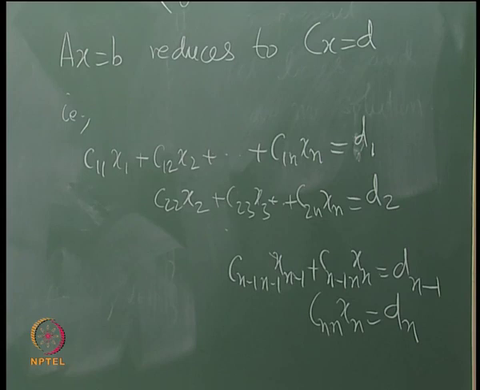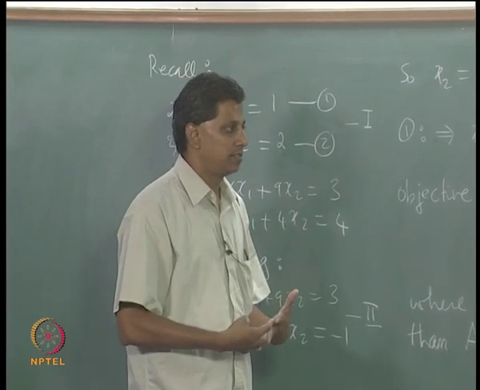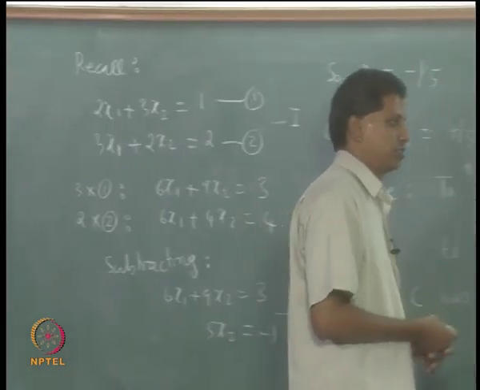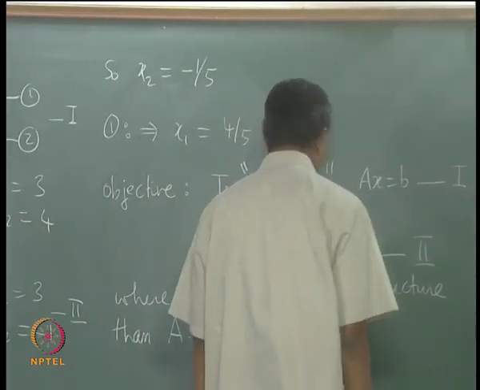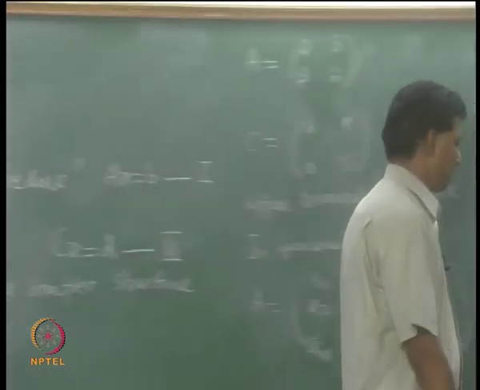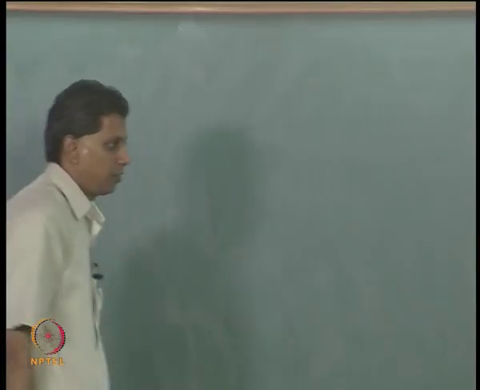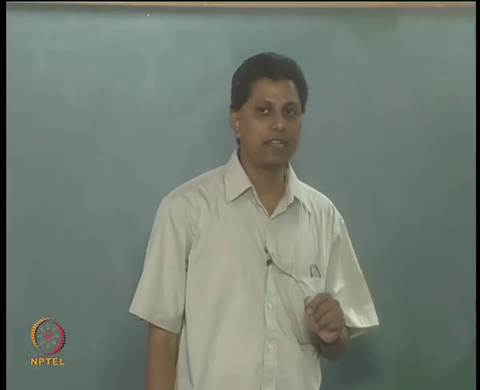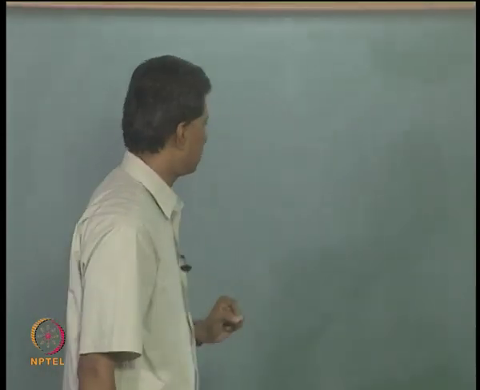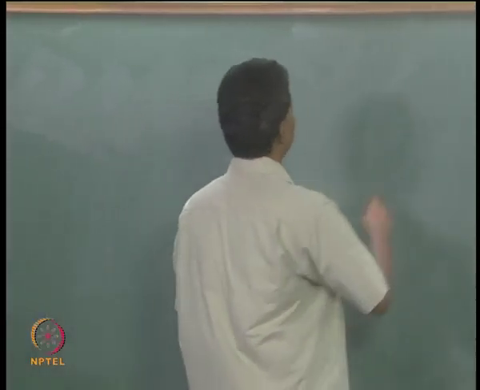So let me give you the details of what elementary row operations are, and then actually do a problem where the system reduces to a system where the coefficient matrix has upper triangular structure. So let me first tell you what these elementary row operations are. We are specifically interested in only three row operations. Let me list these operations.